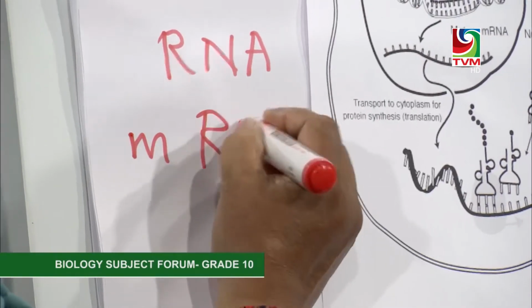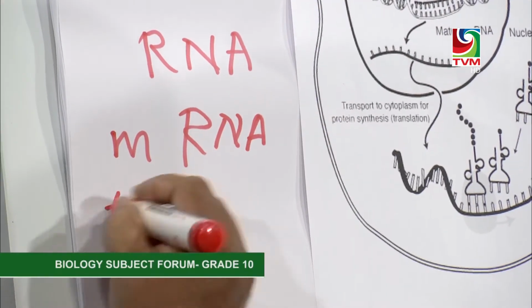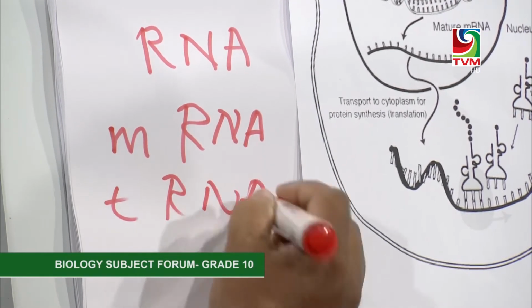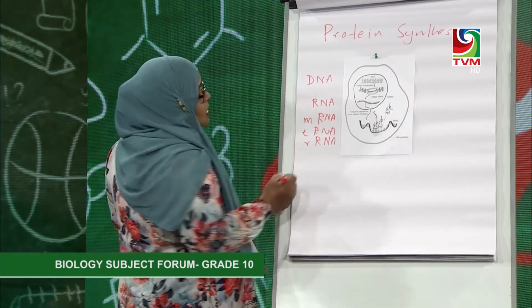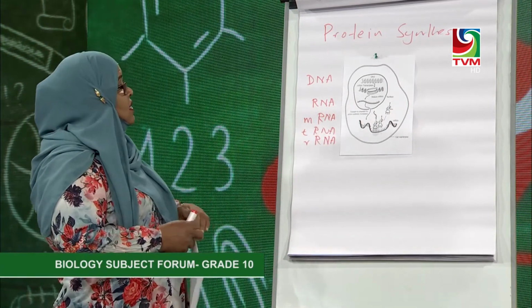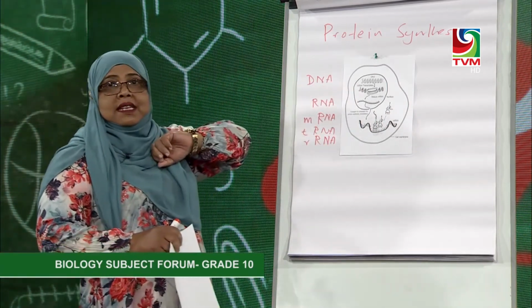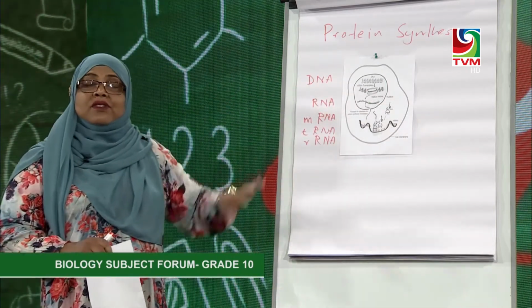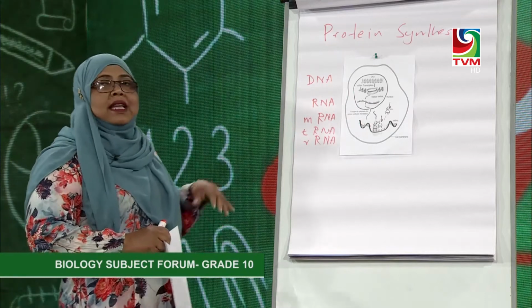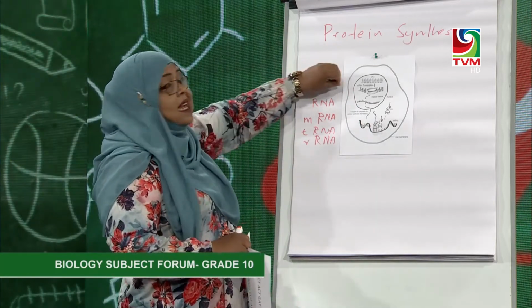mRNA, tRNA, and rRNA. So first we start with the nucleus. In the nucleus there is DNA material. The DNA material does not come out of the nucleus at all. It remains in the nucleus. But with the help of some enzymes, it will unwind.